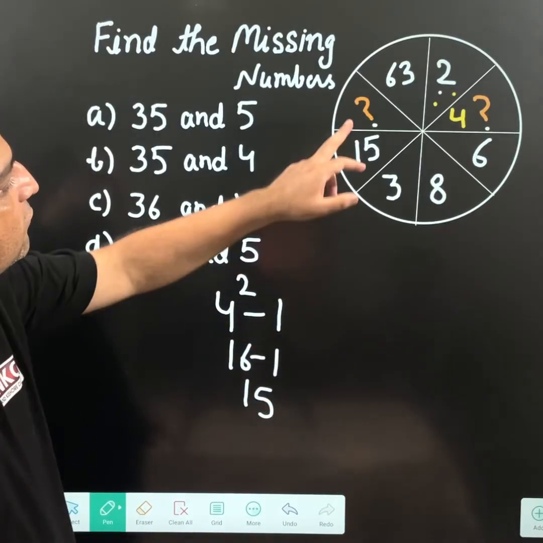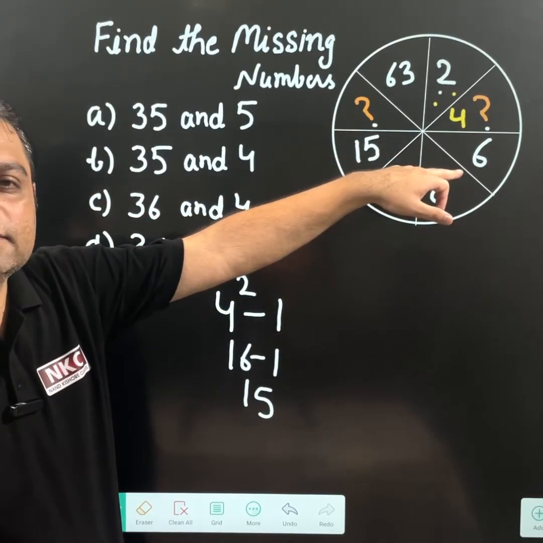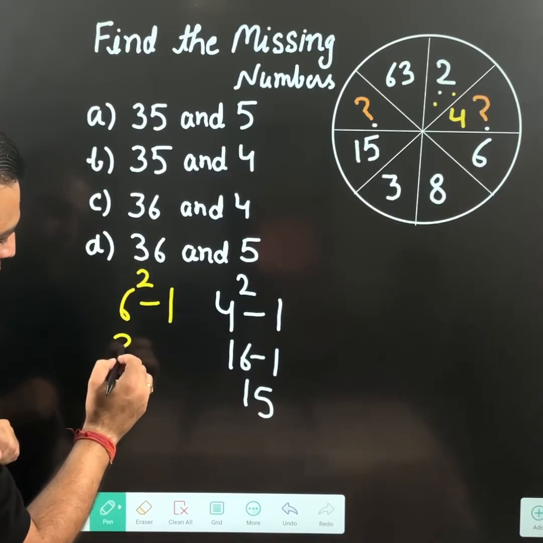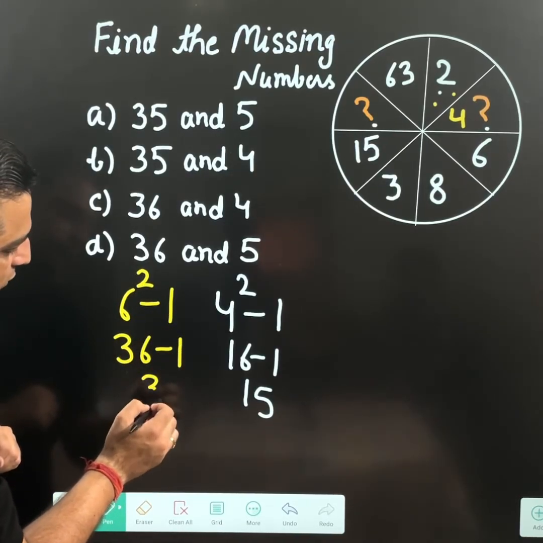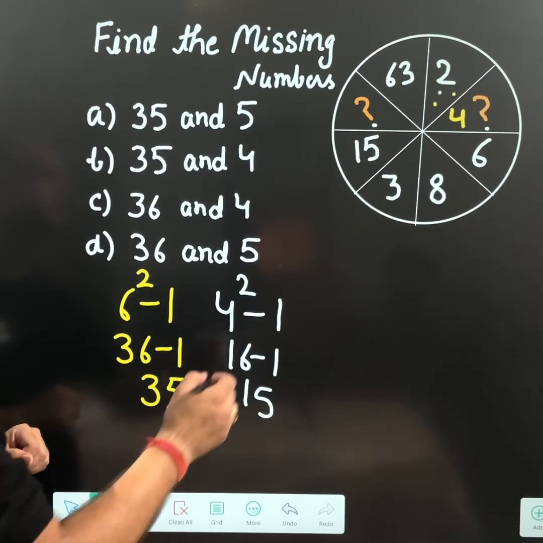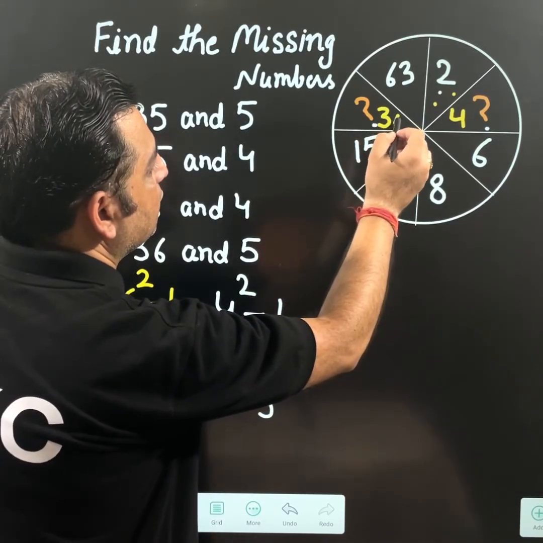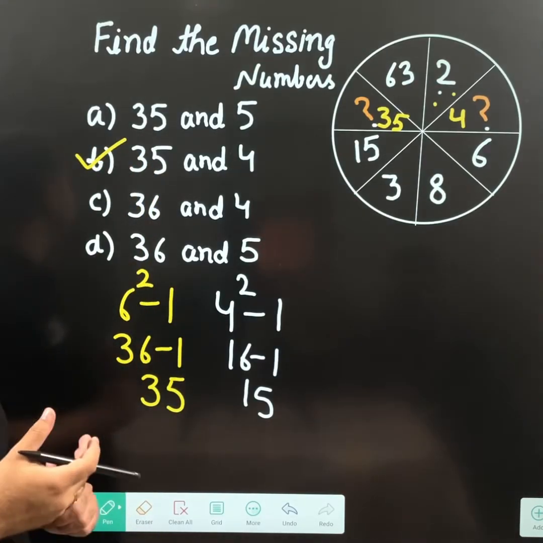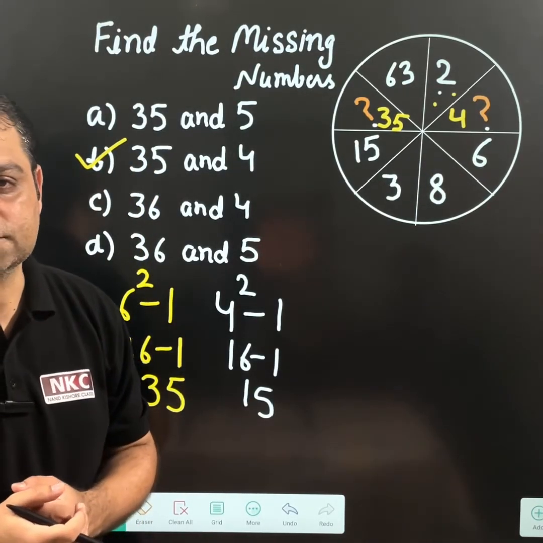And another value is this one. Now 6 is already there, right? Which makes 6 square minus 1, that means 36 minus 1, that means 35. So this value should be 35. So which option is the correct option? B option is the correct option in this question.